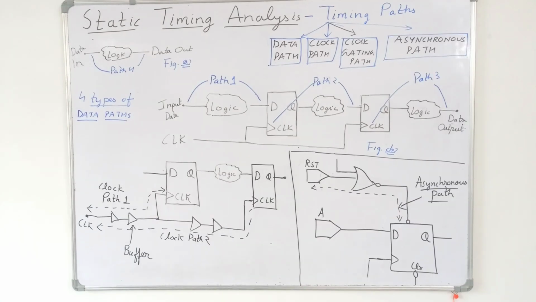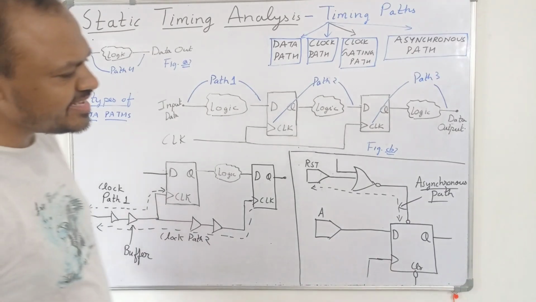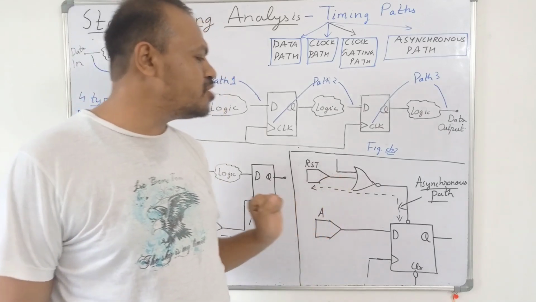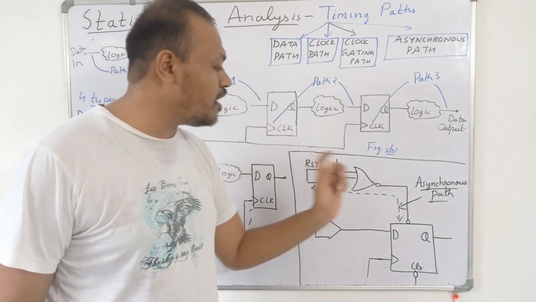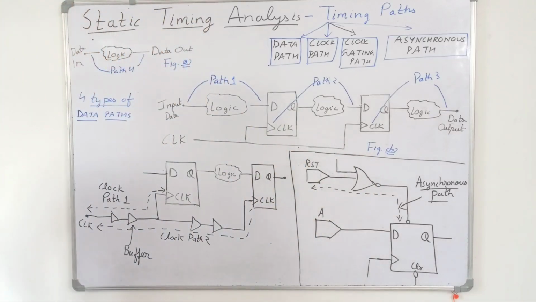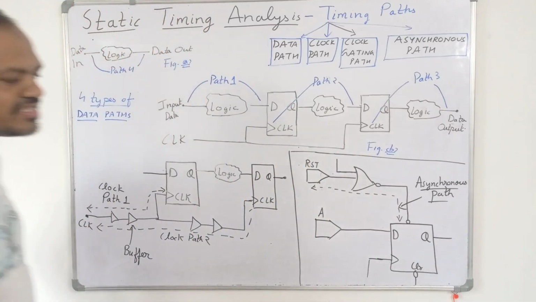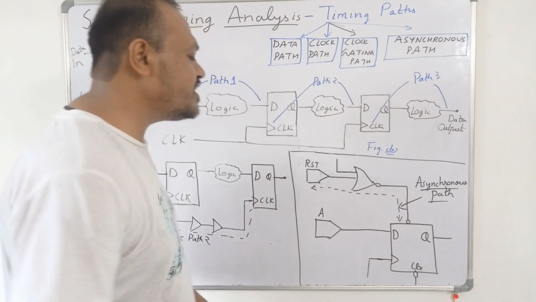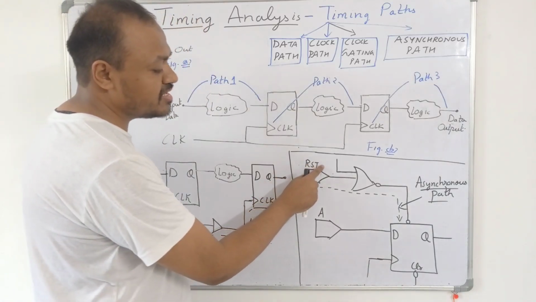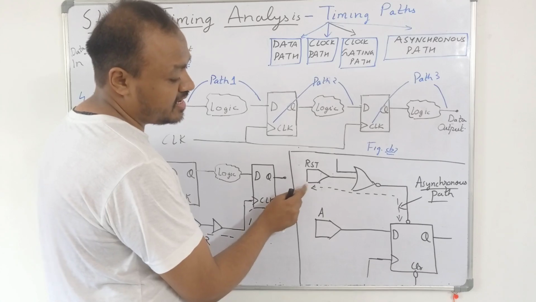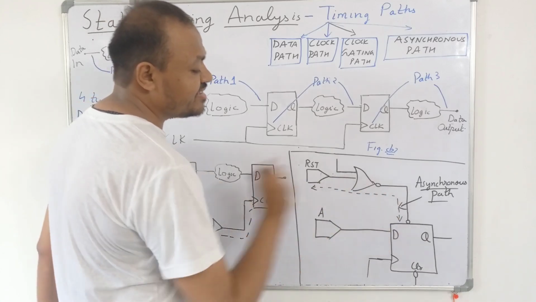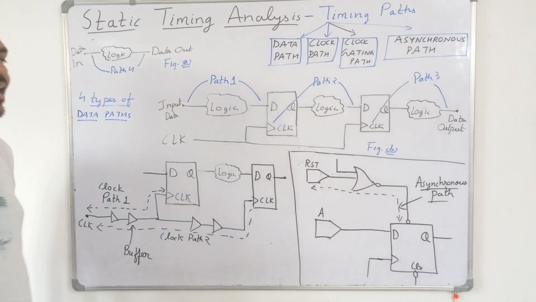So finally we have the asynchronous path. The asynchronous path will start from the input port of the design and end at the set, reset or clear pin of the flip-flop. So here we can see this is an asynchronous path. It is starting from the input port. This is a reset button. So it is starting from this input reset pin and ending at the set, reset or clear pin of the flip-flop.